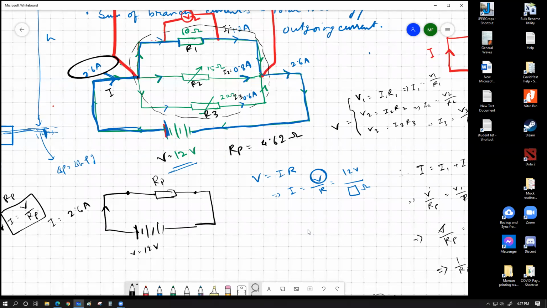Have a look. If I now calculate the voltage drop across these 2 points, V equals IR. So if I use 2.6 multiplied by 4.62, you're not going to get exactly 12. How much did you get? You get 12.012 volts. Now, where did this extra 0.012 volt come from? This extra 0.012 volt comes from rounding off error.